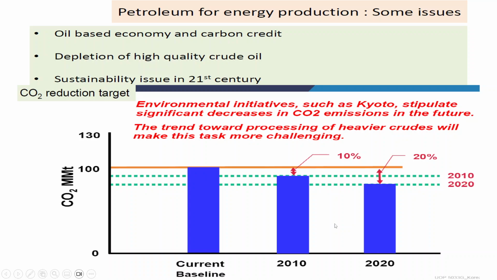That means while doing energy production from petroleum, the carbon emission needs to be decreased. This is the main problem which needs to be taken care of while doing the energy production from petroleum.